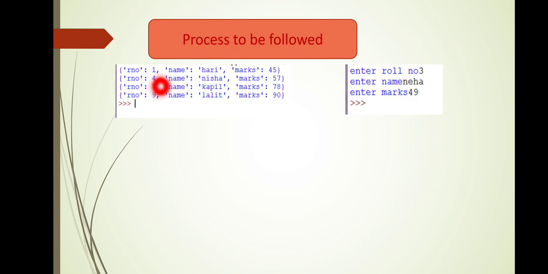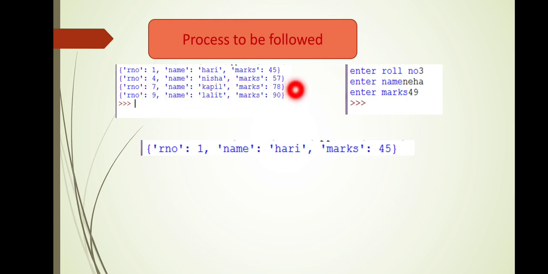Now this roll number will be compared with the roll number of the new record that has to be inserted in the file. Since roll number 1 is less than the new roll number 3, what should be done? This roll number 1 should be copied to the temporary file. So the temporary file will have the record with roll number 1. Now we will read another record, that means roll number 4, and again the same process will be followed.